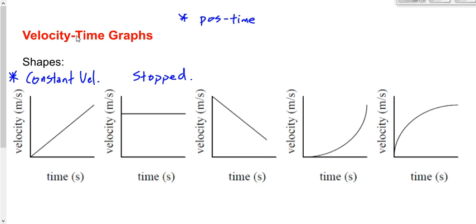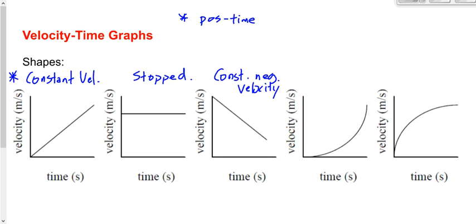Position time with a straight line once again, but this time sloping downwards. We would say this is, no, we wouldn't say it's a deceleration if it's a position time graph. Yeah, it's a constant velocity because it's a straight line, but it's in the negative direction because the slope ends up being a negative value. Let's say constant negative velocity.